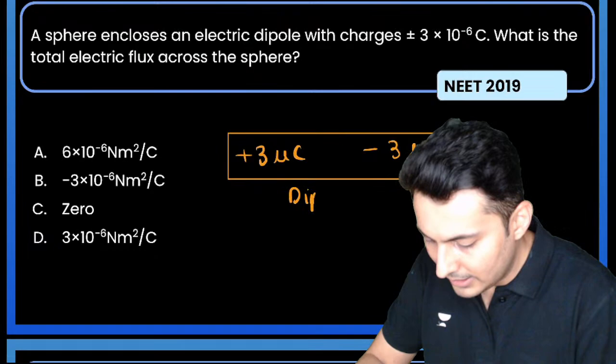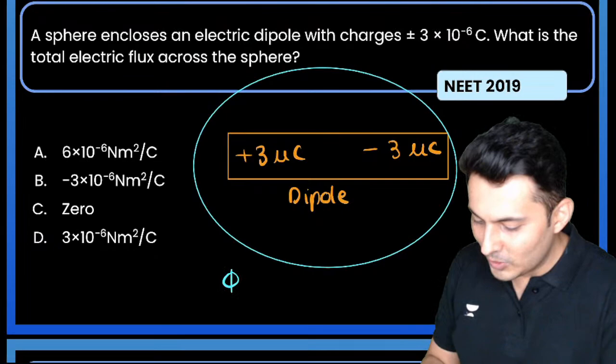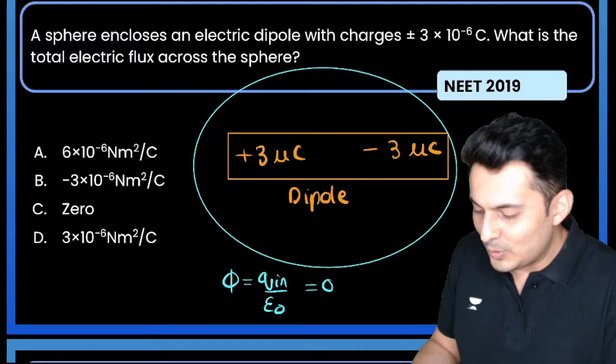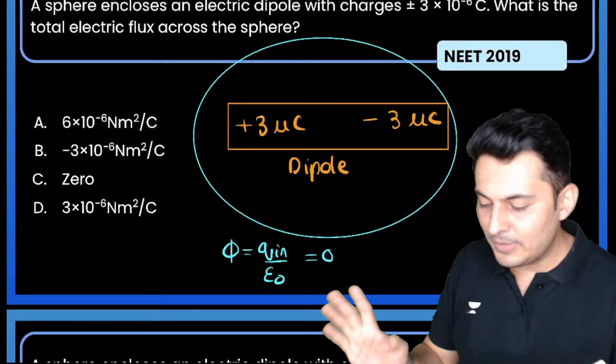Exactly. So my dear students, if I take a sphere which encloses both of them, how much is the total charge enclosed? It is zero. Hence the total flux is a big fat zero. This question came in NEET. Can you believe that? Yes, zero is the answer. Okay. Simple, easy peasy lemon squeezy. Moving on. Very good.